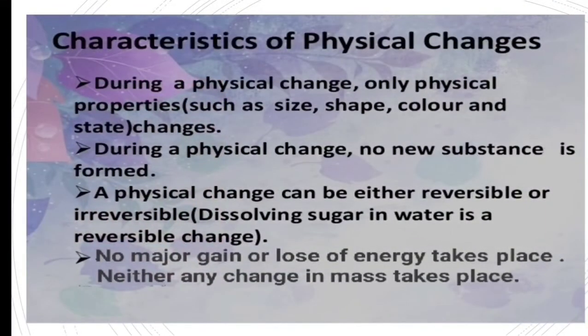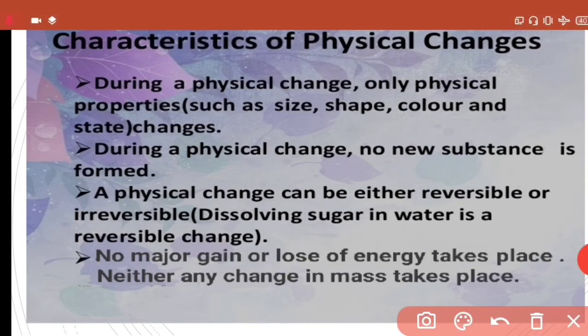Now let's see the characteristics of it. During a physical change, only the physical properties, as I have already said before, such as the shape, size, color and state change. No new substances are formed. A physical change can either be reversible or irreversible. For example, dissolving of sugar in water is a reversible change because we can get it back. And tearing of paper is an example of irreversible physical change because we cannot join the papers back again after tearing it.